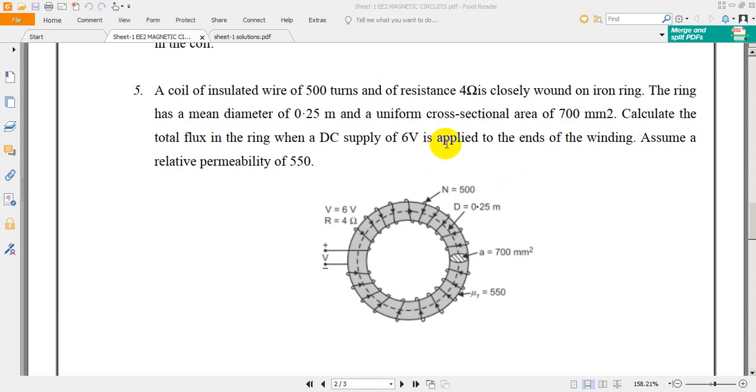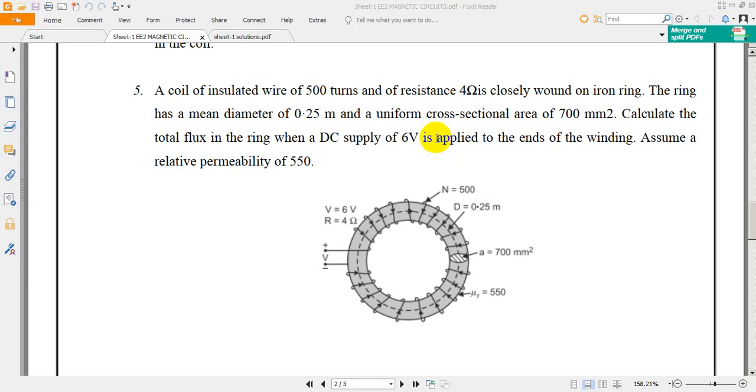Welcome to the second session of Electrical Engineering 2 Sheet 1 tutorial part. Let us continue the problems related to the principles of magnetic circuits.